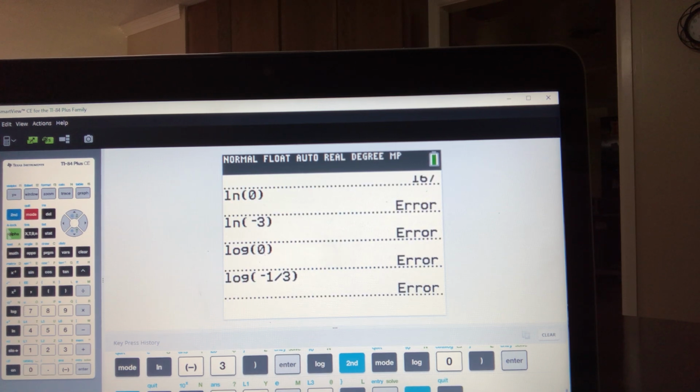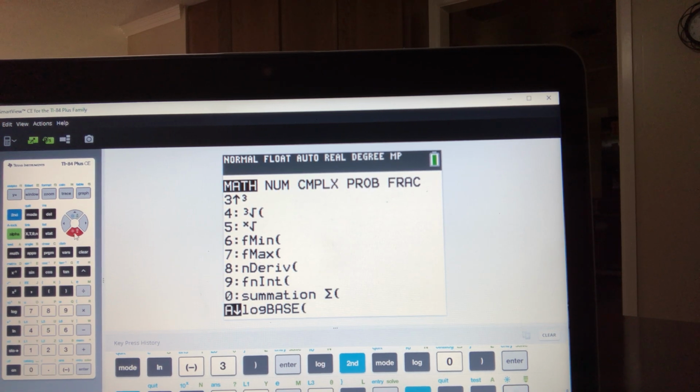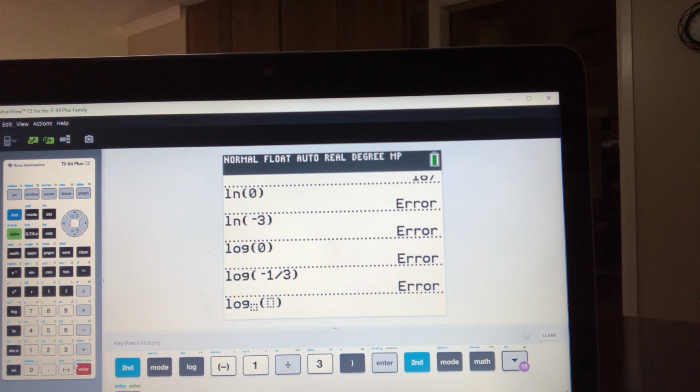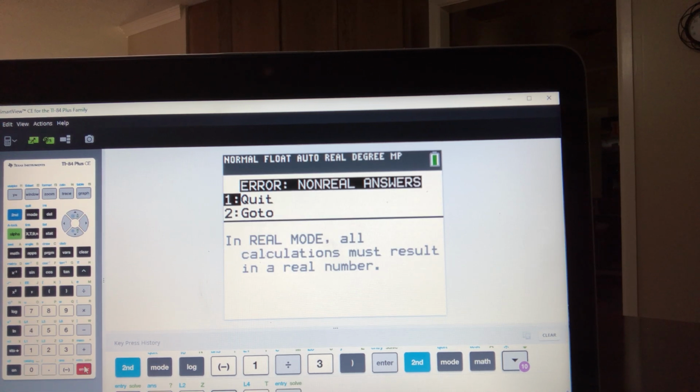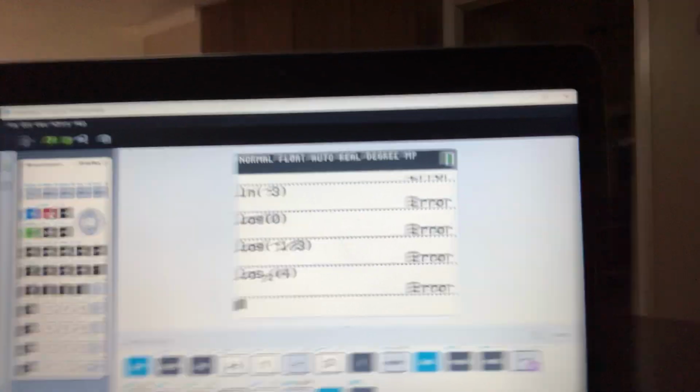And one more. What if it was a logarithm with a base of -2? You would go to math and all the way to the bottom. Remember, you might have the log base option. You would put -2 for this and 4 over here. And that's not possible. So anytime you see that error, you would put either not possible or undefined, and that would be it. Okay, so that completes our study of logarithms for today.